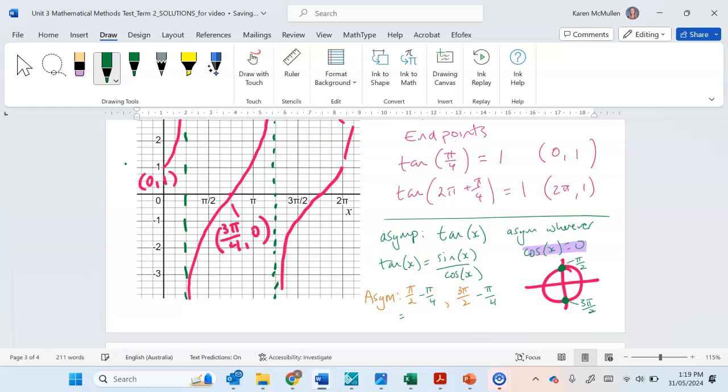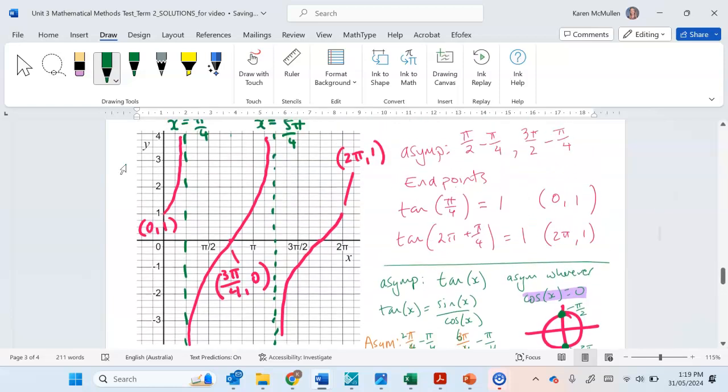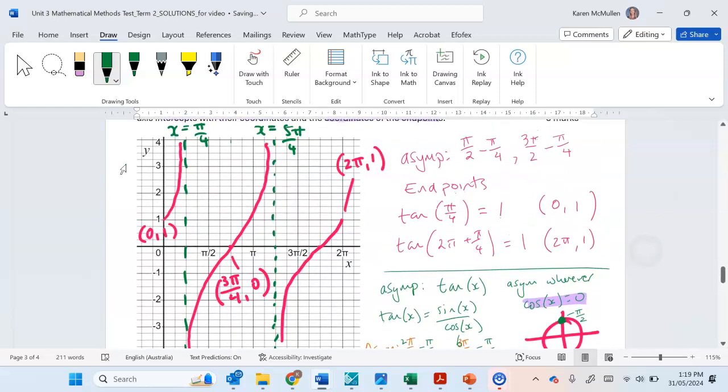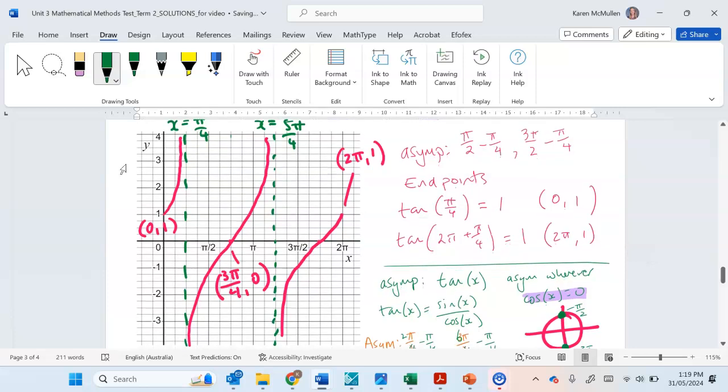So that gives me pi on 2 minus pi on 4. If you wanted to, you could change the denominators. So pi on 2 is the same as 2 pi on 4. So I get pi on 4. Then 3 pi on 2 is the same as 6 pi on 4, so 6 pi on 4 minus pi on 4 is 5 pi on 4. So you can see I've put those two asymptotes in: x equals pi on 4 and x equals 5 pi on 4.